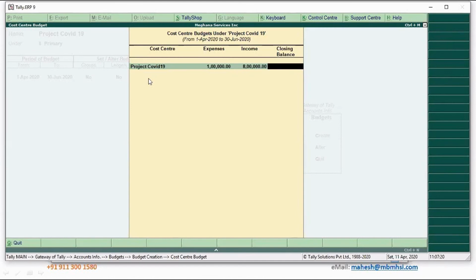I'm expecting an income of 8 lakh rupees from this project, just as an example. Closing balances, 2 lakhs. So this is my first level of project breakup.